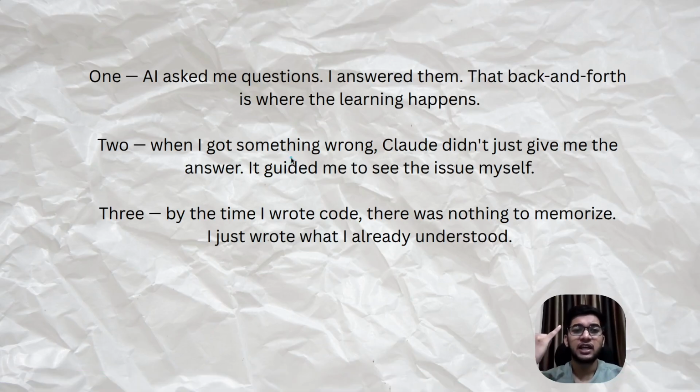First one is AI asked me questions, I answered them. That back and forth is where the learning happens. Second one is when I got something wrong, Claude didn't give me the answer. It guided me to see the issue myself. Third is, by the time I wrote code, there was nothing to memorize. I just wrote what I already understood.